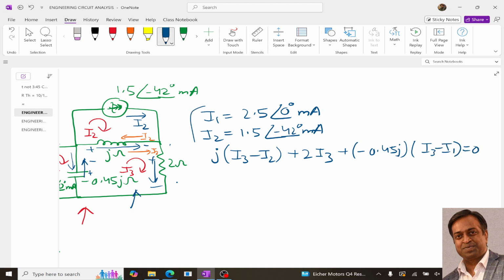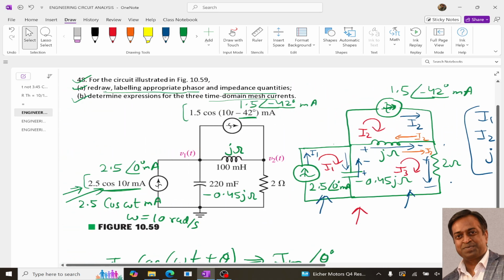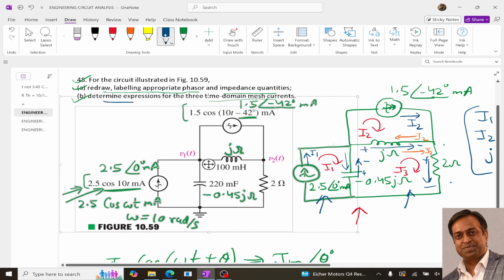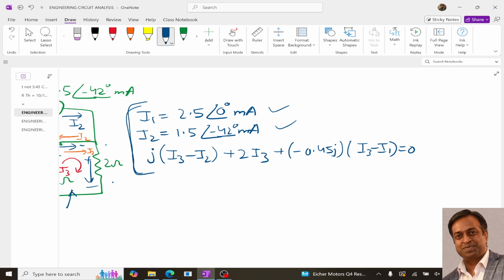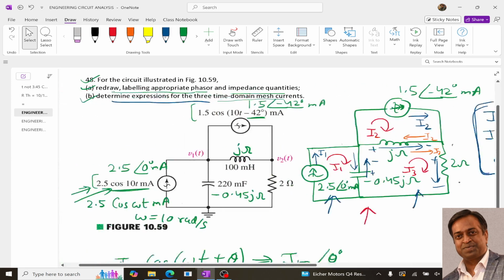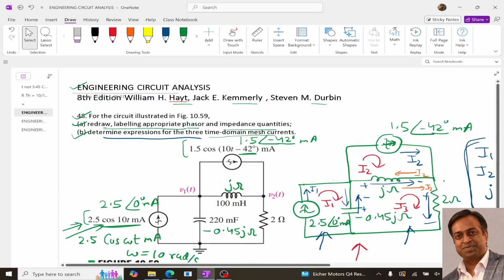So these are the three equations for the loops, and as per the question we do not need to solve, we just need to determine the expressions. So these are the three expressions. If you want to solve for the values, I1 and I2 we already know, and just substituting the values of I1 and I2 over here, we can get the value of I3. So this is the solution for question number 48 of chapter 10.